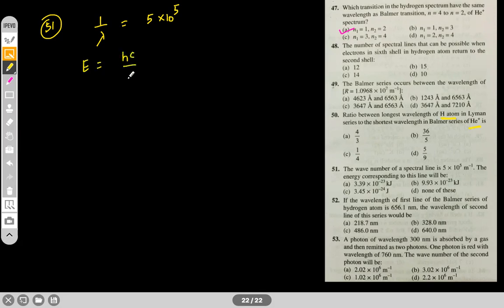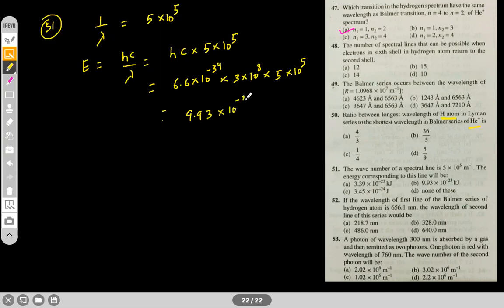Hc by lambda. Hc into 5 into 10 to the power 5. H value is 6.6 into 10 to the power minus 34. C is 3 into 10 to the power 8. 5 into 10 to the power 5. Okay, so 5 into 3 is 15. 15 into 6 is 90. So the approximate value is 9.93 into 10 to the power minus 23.